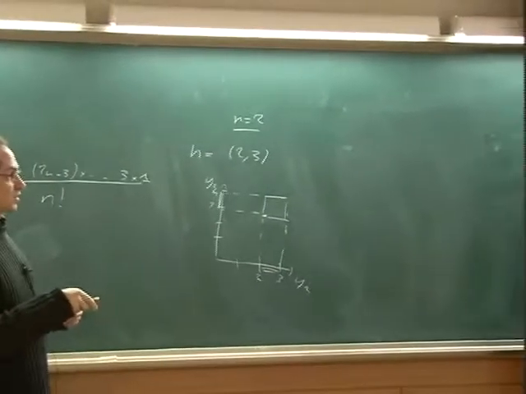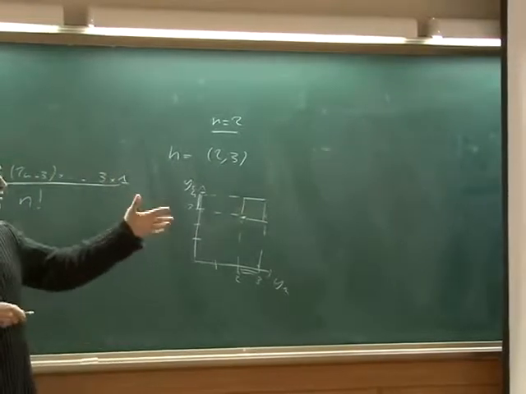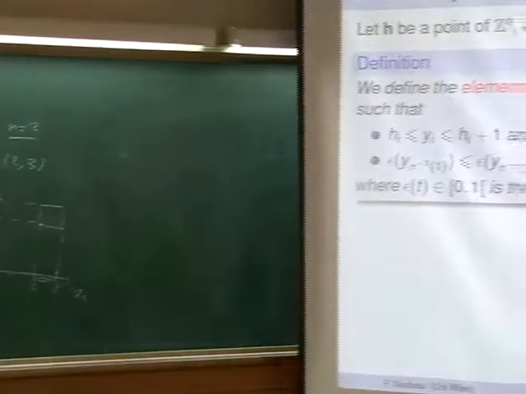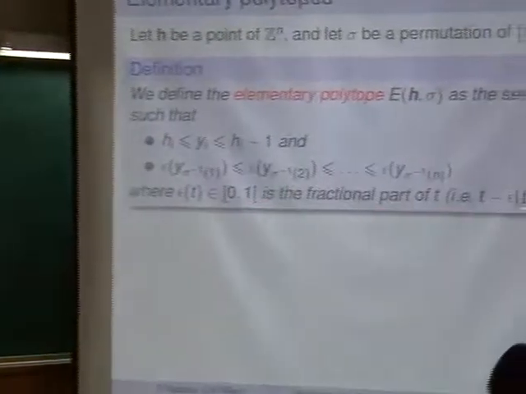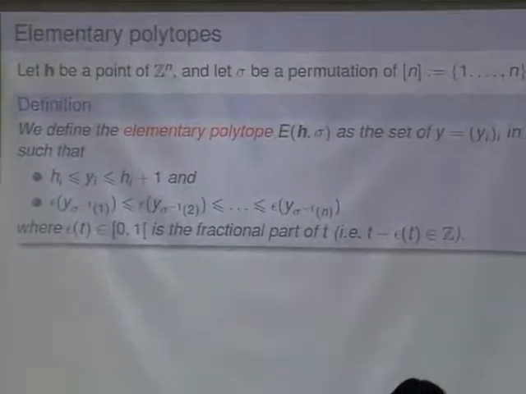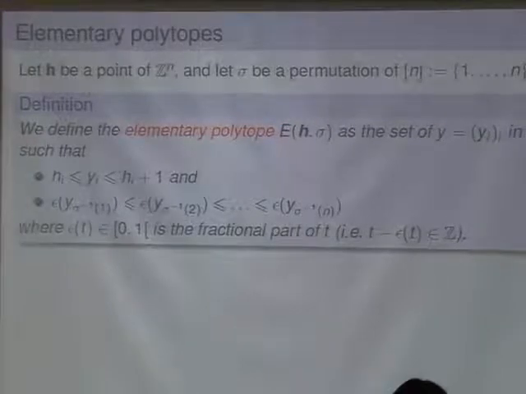This is the first condition, and then you want to subdivide this cube into n factorial pieces according to the permutation. So epsilon is the fractional part, which is a number minus its integer part. The numbers after the comma, or after the point, depending on the country.